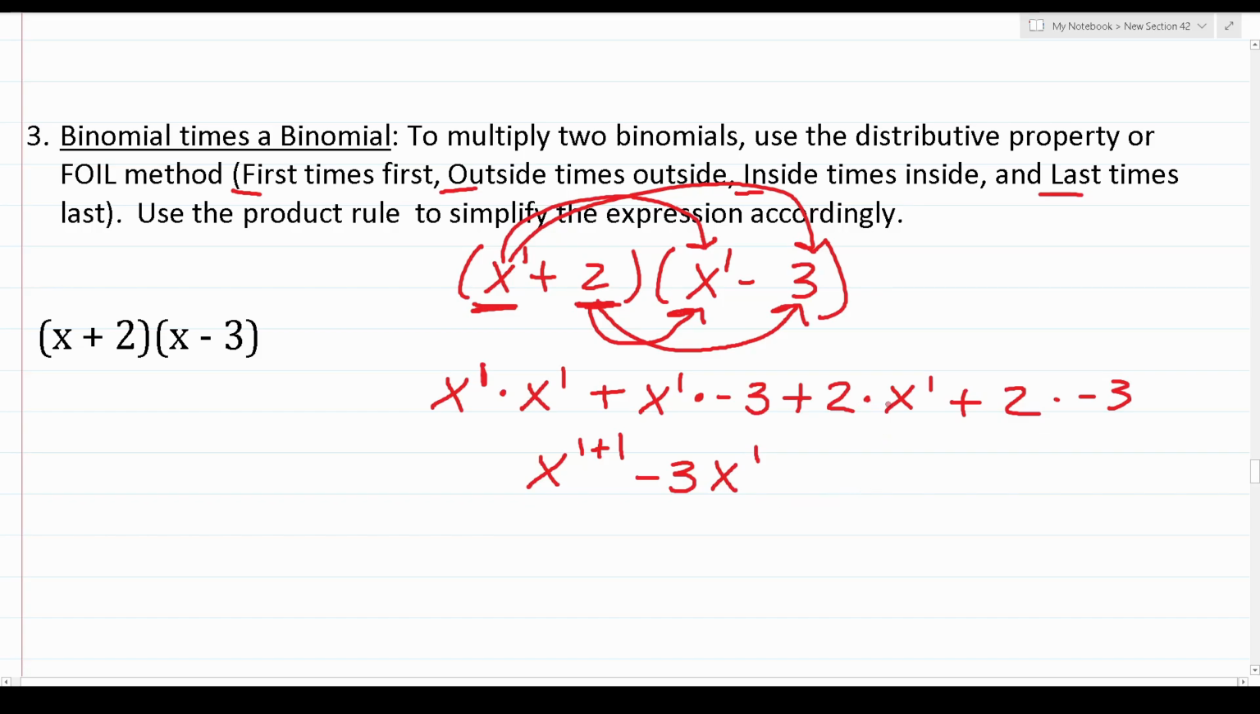And then right here, we have 2 times x to the first. So there's nothing we can do there as far as the product rule goes. That said, we're going to simplify this by dropping the multiplication sign such that this becomes plus 2x to the first. And then at the end here, we just have positive 2 times negative 6, which is negative 6.